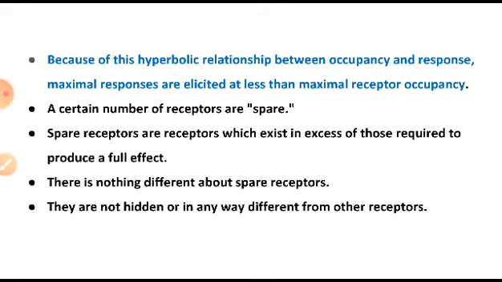Here one very important concept has been mentioned. Because of this hyperbolic relationship between occupancy and response, maximal responses are elicited at less than maximum receptor occupancy. That I already told you. A certain number of receptors are spare. Spare receptors are receptors which exist in excess of those required to produce a full effect. Now you understand one very important point here.